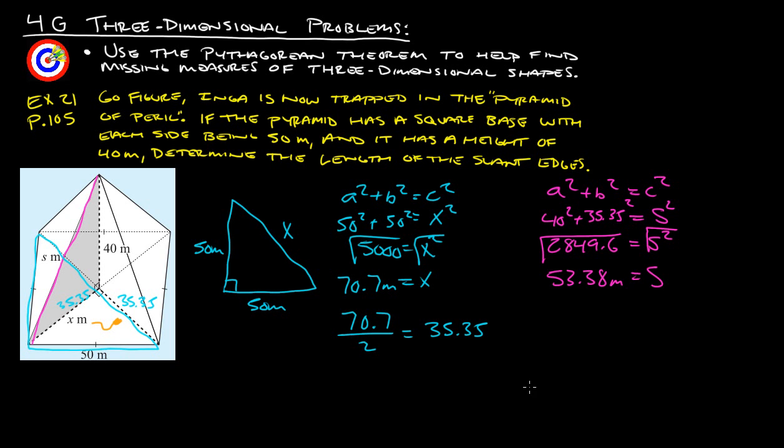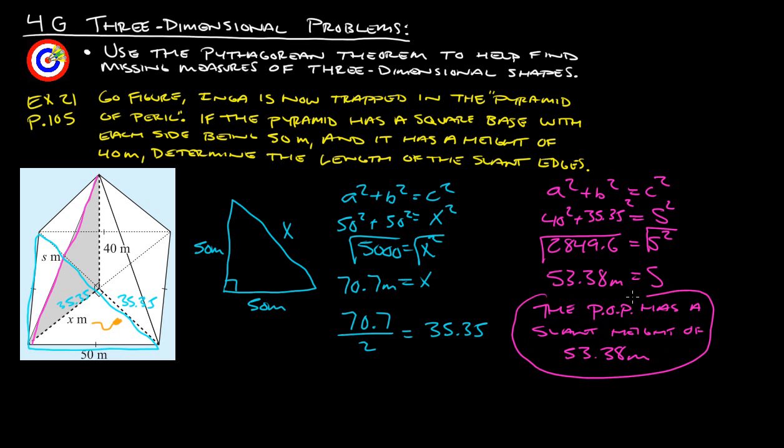So the pyramid of peril has a slant height of 53.38 meters. Alright, and that's what we were looking for.